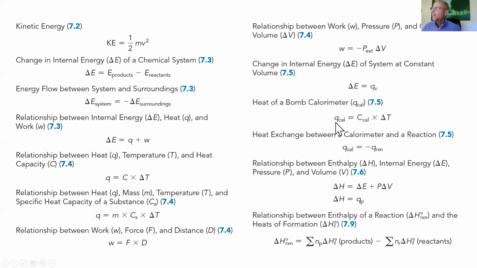The heat of a bomb calorimeter, Q calorimeter, is equal to C calorimeter times delta T. Remember, the C calorimeter will usually be given, or you'll be given some data by which you can calculate it, okay? And from this, you can get delta E for the reaction. Heat exchange between a calorimeter and a reaction: Q calorimeter is equal to minus Q reaction. Q system is equal to minus Q surroundings. It's the same idea.